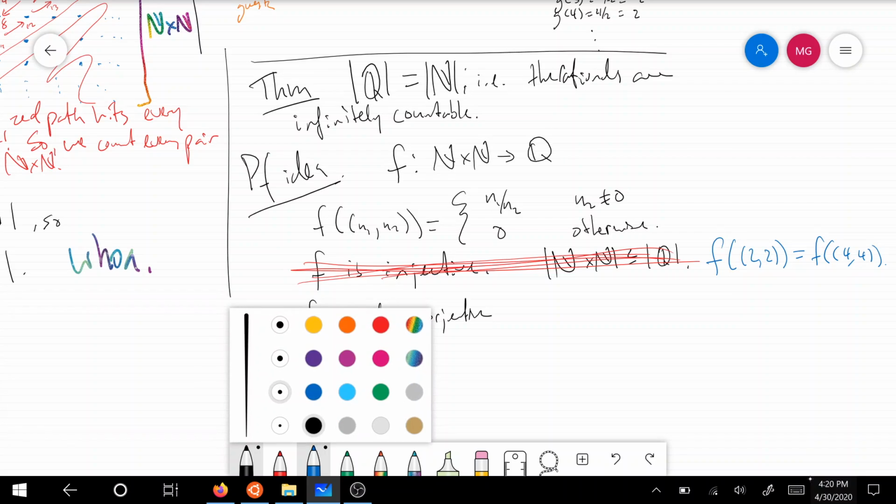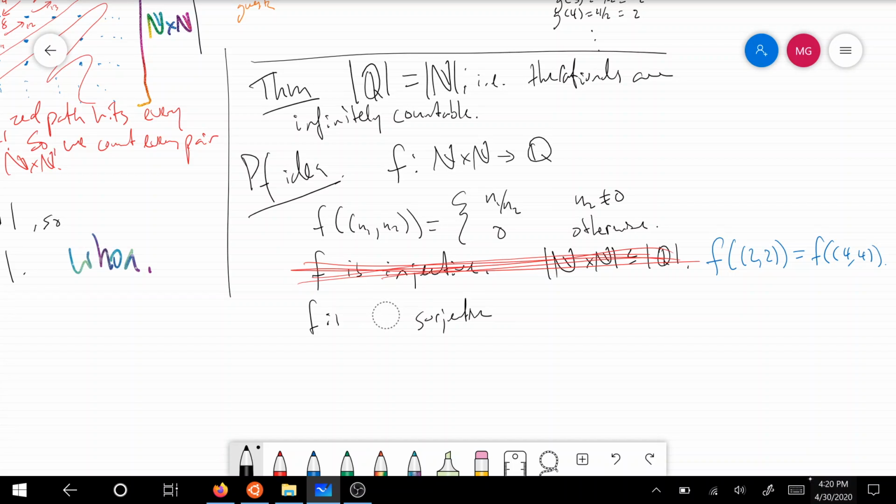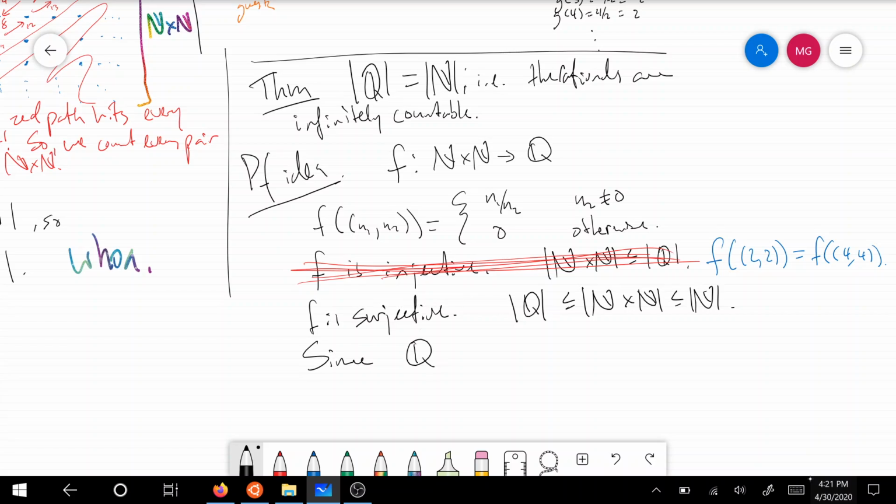My mistake. f is, however, surjective. Which means the cardinality of the rationals is less than or equal to the cardinality of nat times nat. But that's less than or equal to the cardinality of nat. Since the rationals are infinite, they must be the same size as the naturals. Okay, really sorry about that confusion. Just got carried away with myself. Hopefully that's all cleared up.